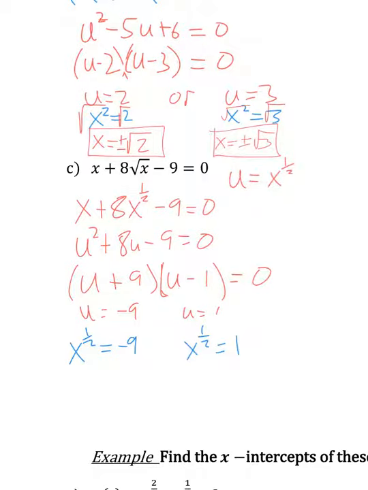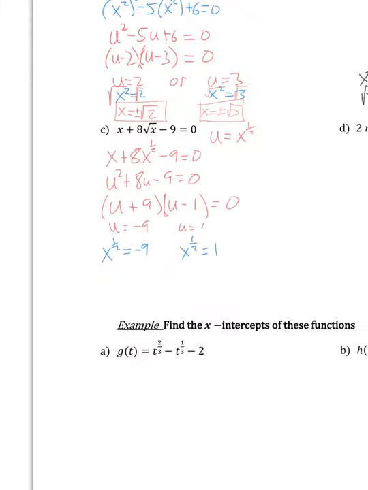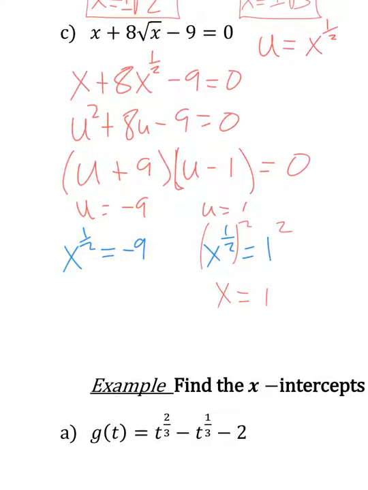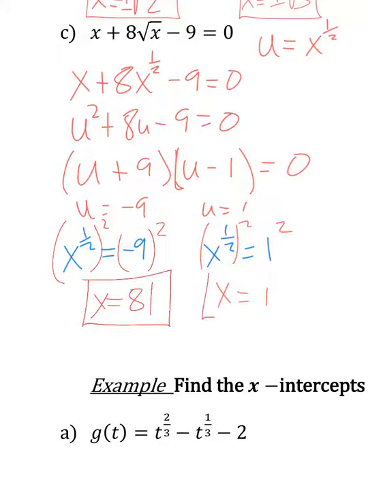Okay, so how do we finish that off? How do I get rid of that exponent? Square it. So x equals 1. Square, x equals 81. Isn't it plus or minus then? No, we didn't square root. We squared.